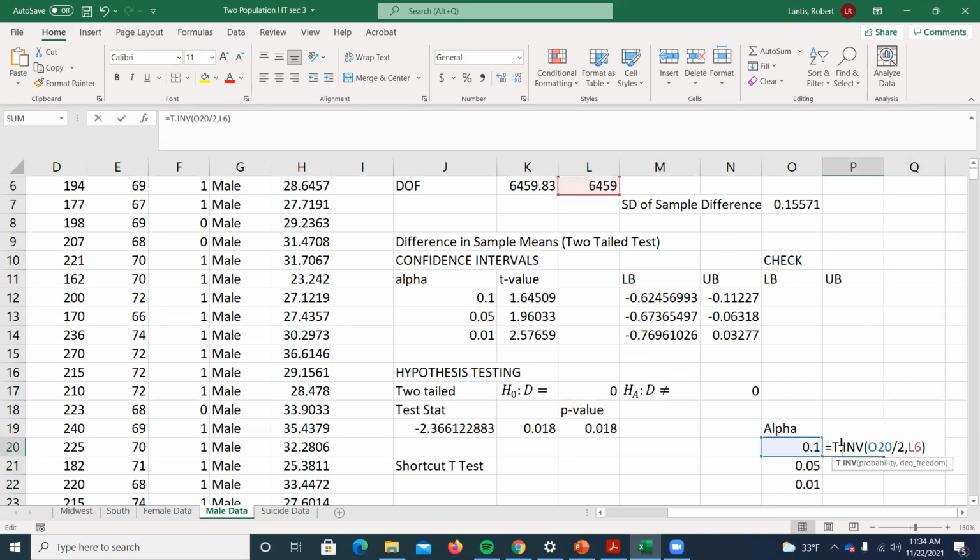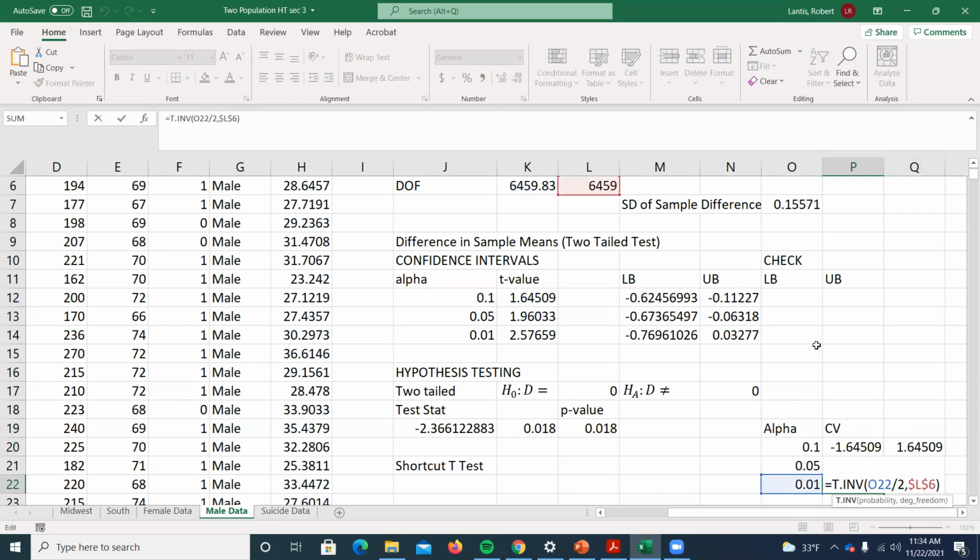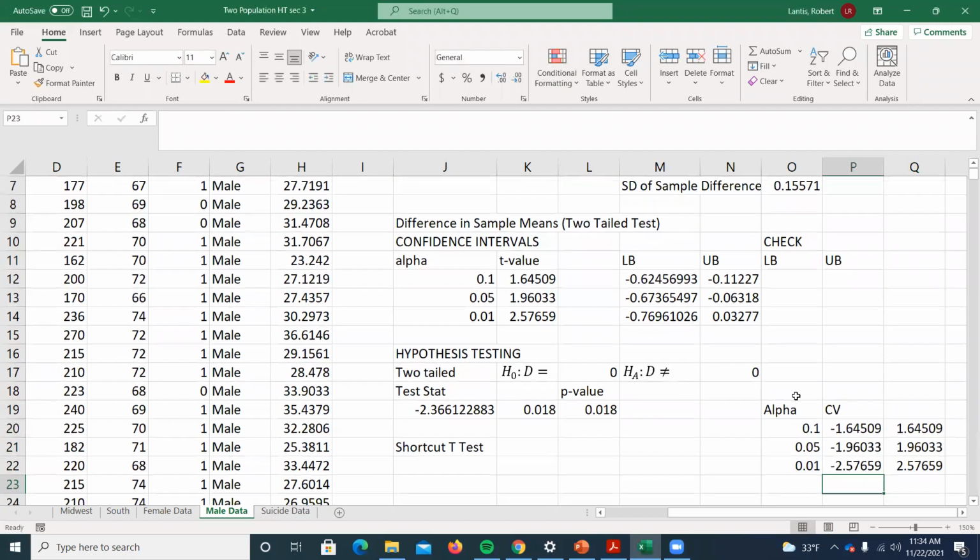I'm going to copy this down, but I have to remember, oh yeah, I don't want that degrees of freedom cell reference to change. So I'm going to freeze that. Now, when I copy these down, it should update the alpha, but not that degrees of freedom reference. So I've got my critical values pretty quick here.